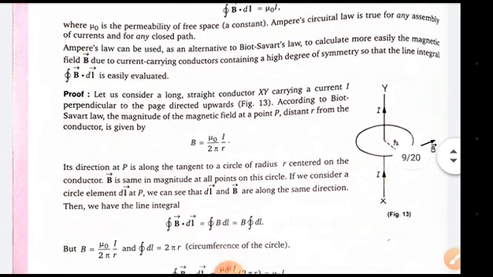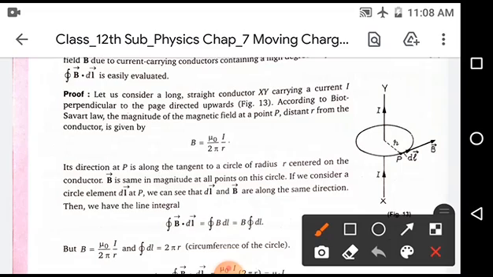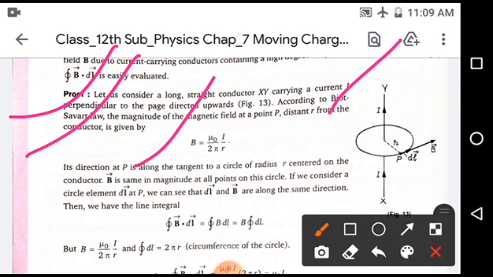Now, the proof of this law is as follows. First of all, we take a wire XY of infinite length, and I is the current flowing in this wire, and the circular portion shows the direction of the magnetic field produced around the wire. Then take a small element dl on the circular loop, and at that point the magnetic field is B equals mu naught upon 2 pi times I upon R. We know that because this derivation was already discussed by us.